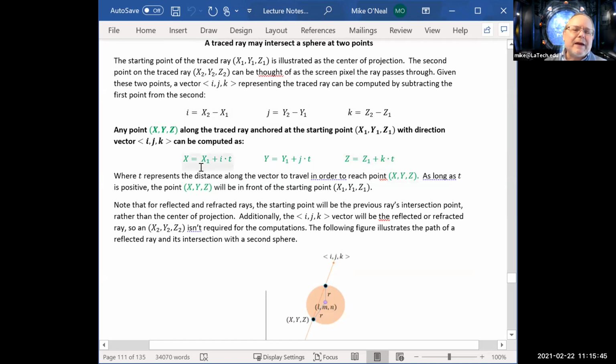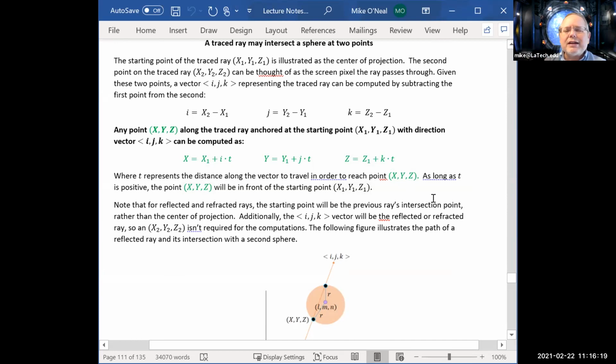So basically, x1, y1, z1 is saying, what's my starting point? The i, j, k is the x, y, z of the direction vector, and the t is how far along this direction do I need to go? And basically, if you iterate through every possible value of t, that would give you every point along the ray, along the line.